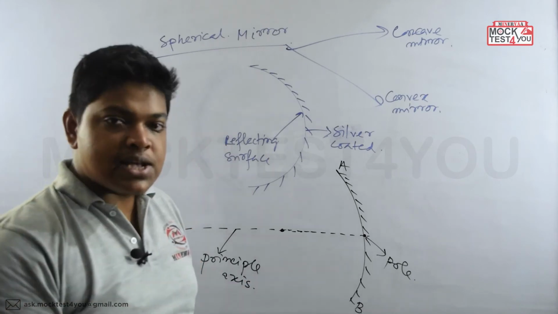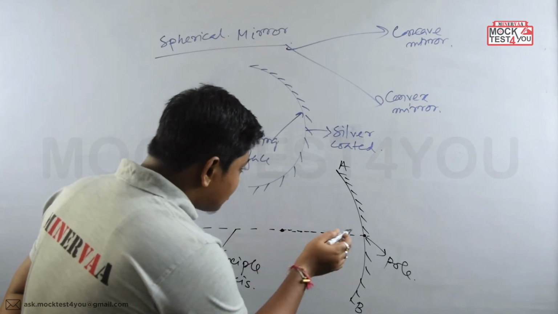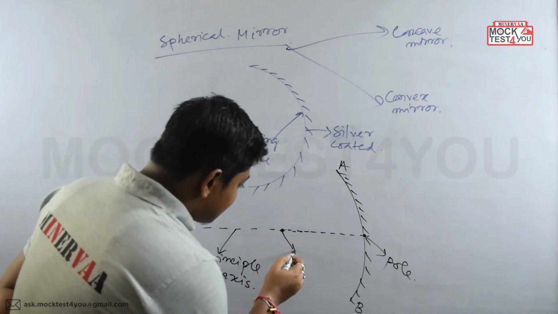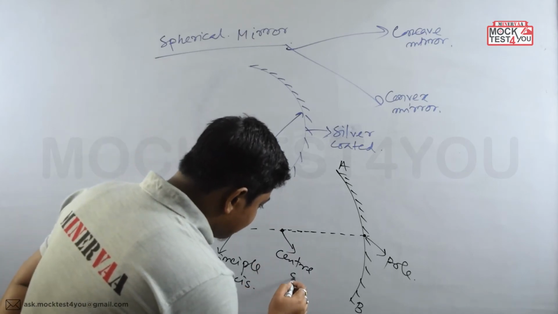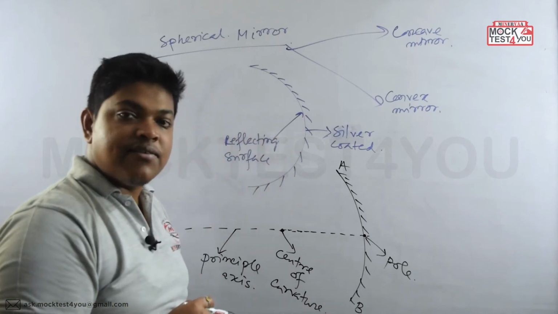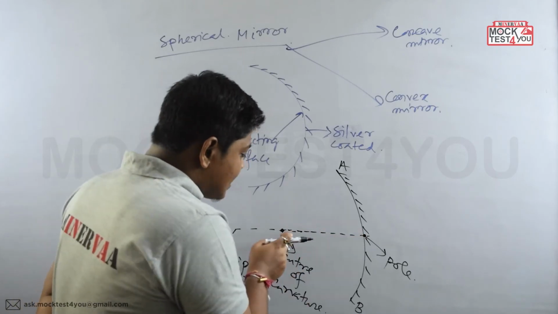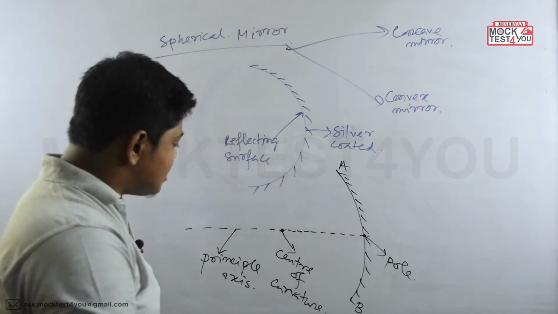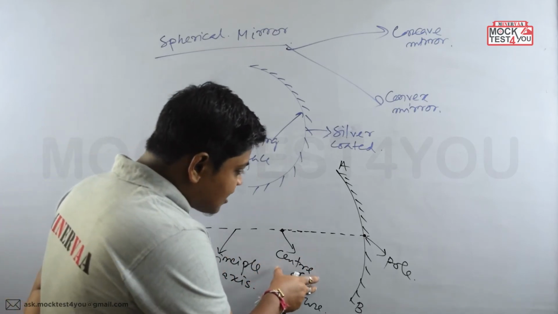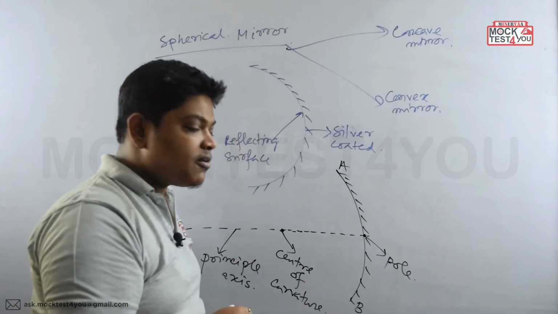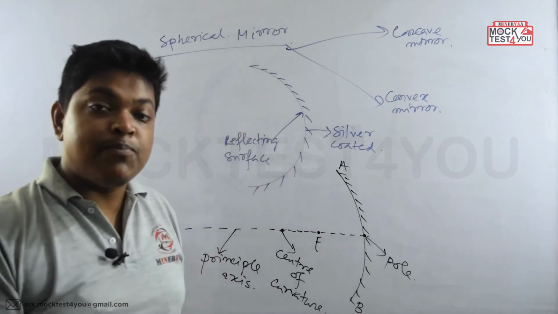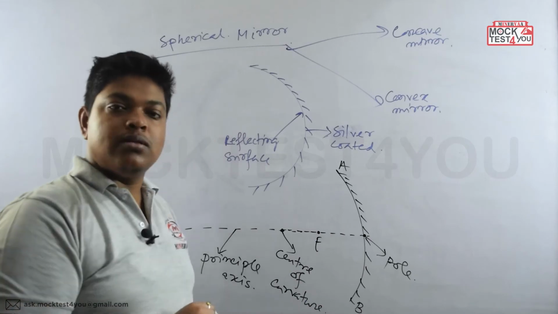So what do you mean by principal axis? If you are joining the center of the spherical mirror, which has another name, it is known as the center of curvature, right? This is known as the center of curvature. So if you join this pole and center of curvature with a single line, you get the principal axis. What is the midpoint of this center of curvature and pole? There should be a midpoint of that. The midpoint is the focus. So the focus is the midpoint of the center of curvature and pole, right?